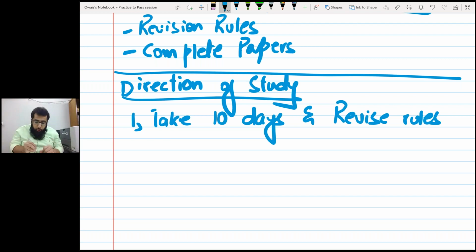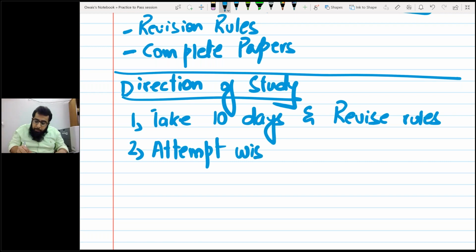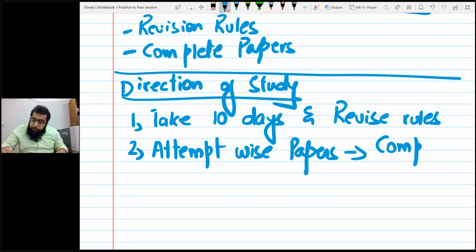And then what should you do? The second step will be that you should do attempt-wise papers. Now, what are attempt-wise papers? Attempt-wise papers, again, as I said earlier, means you should do some complete papers and you should revise rules along with that.